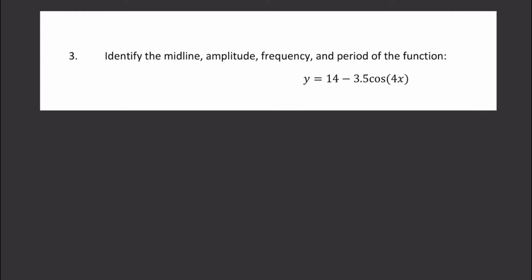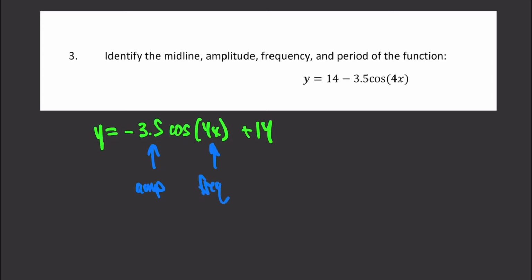All right, question 3, we're getting into our periodic functions here. Identify the midline, amplitude, frequency, and period of this function. Now, sometimes what they do is they take that vertical shift and they write it first. If that confuses you, you can just rearrange this equation so it's negative 3.5 cosine 4x, and then put a plus 14 on the end. Okay, so I'm just going to illustrate the different parts. That's my amplitude. Remember, that's your B value or frequency, and that's going to be your midline or your vertical shift.